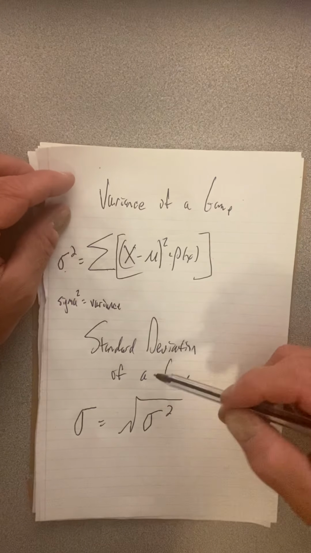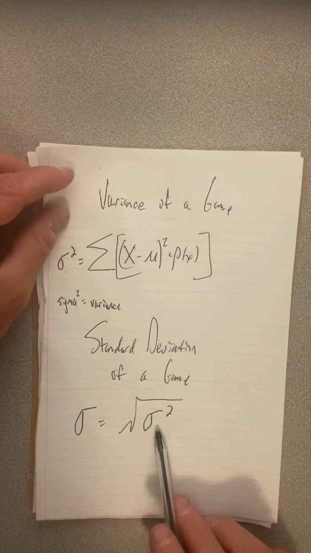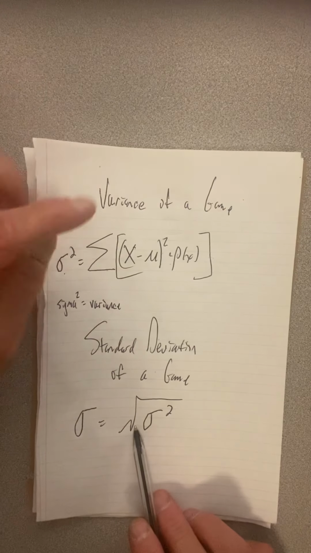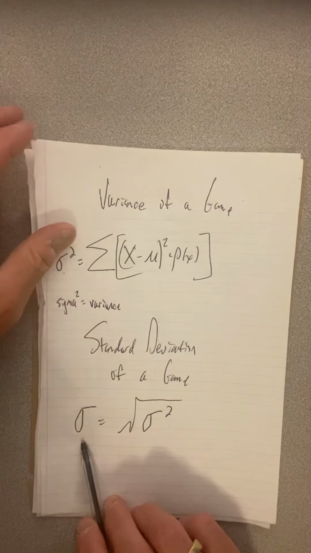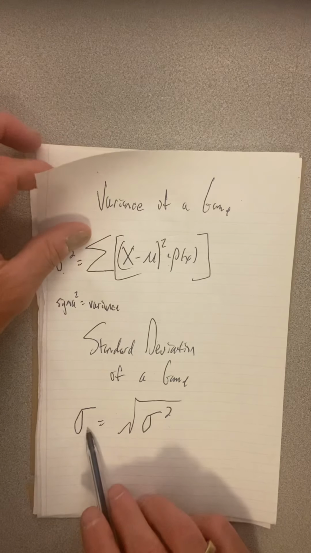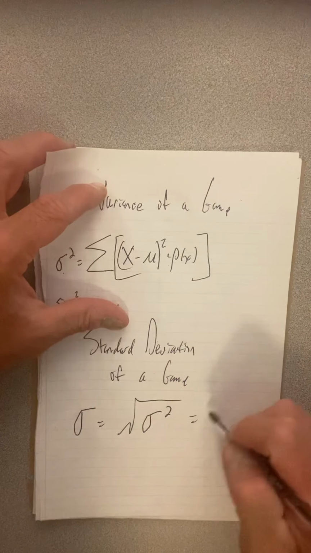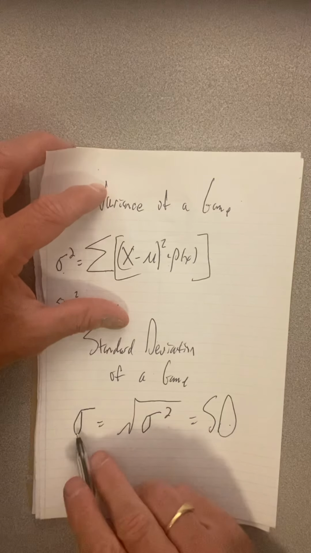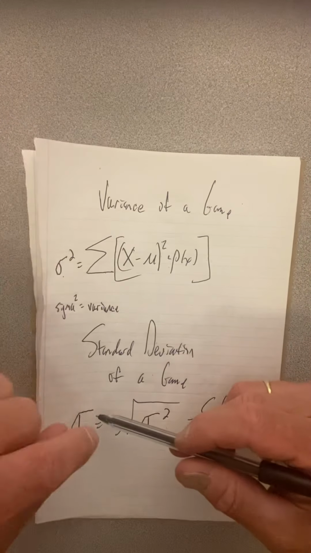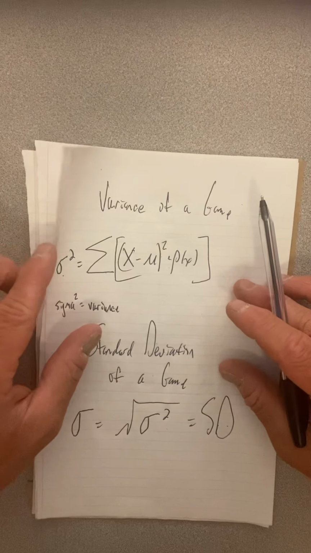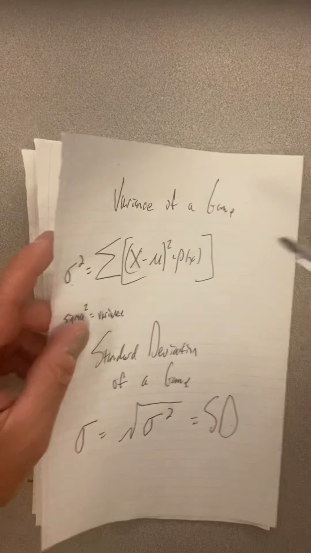What is the standard deviation of a game? Well, it's simply the square root of sigma squared. So it's the square root of the variance, which gives you the sigma. We use SD a lot for standard deviation, but we also use sigma for population standard deviation or for the standard deviation for a game, okay? So there's the symbols and there's the formula.